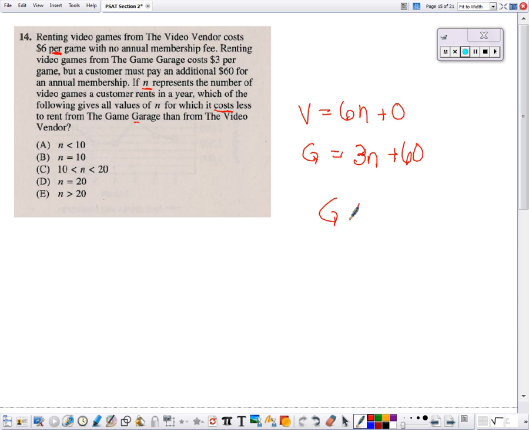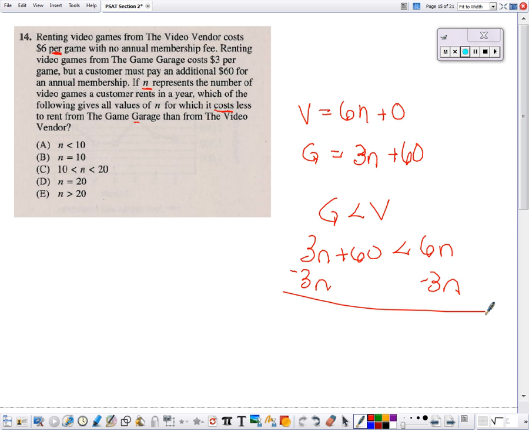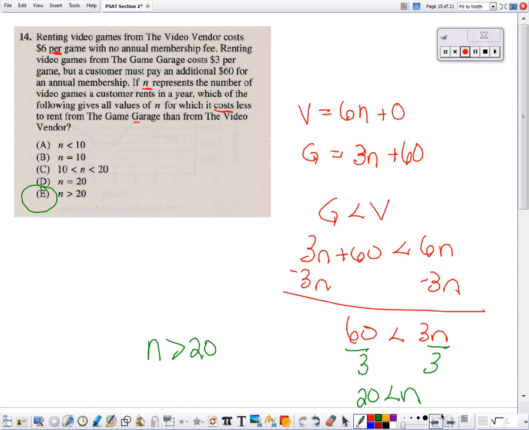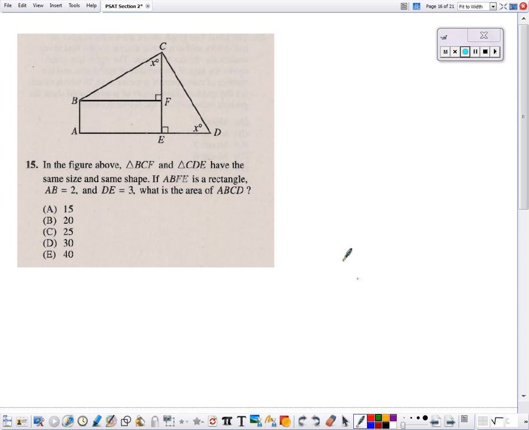So I want to know when garage game is less than the video vendor. So to solve that, I'm going to set up my inequality. I'm going to move my variables to one side and divide by 3. So 20 is less than n. I can totally flip that inequality and read it as n is greater than 20, and that's our answer E.